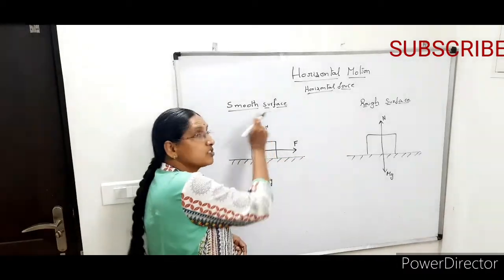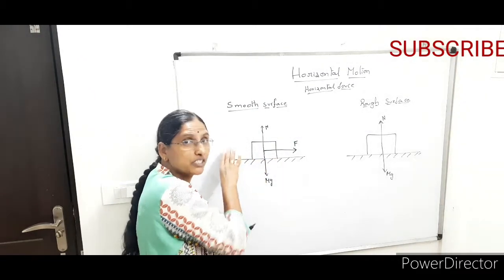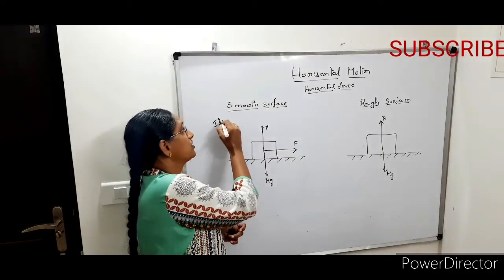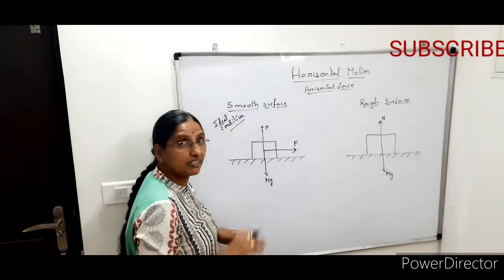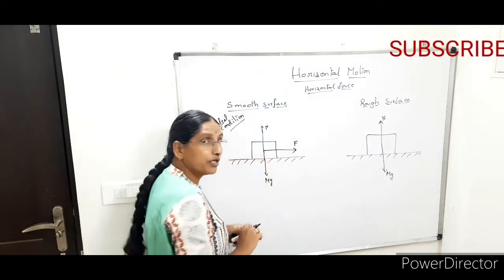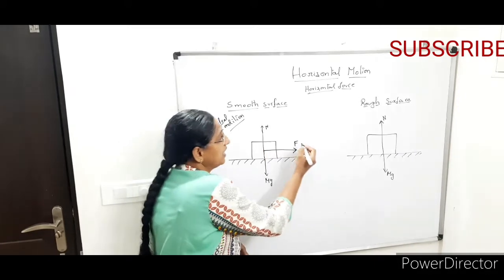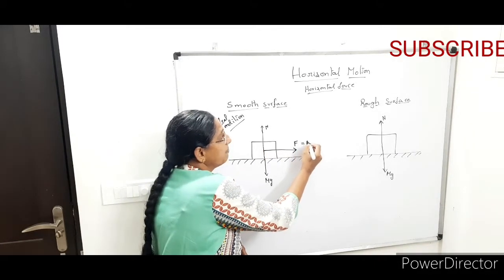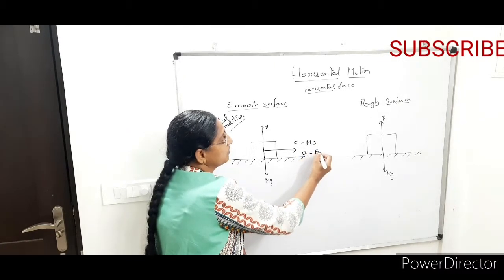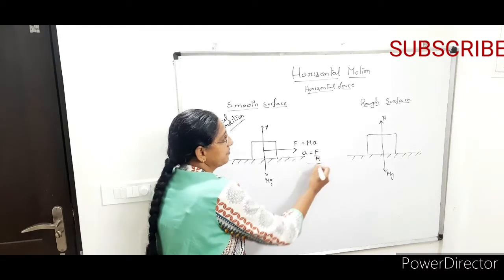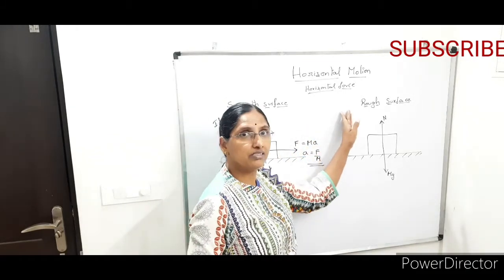and here the surface is smooth. Whenever the body is moving on a smooth surface, there is no friction, which is an ideal condition. That means when there is no friction, the body moves with the force that is applied. So the force is equal to mass into acceleration of the body, and the acceleration of the body is equal to F by m. That's all. Now coming to the rough surface.